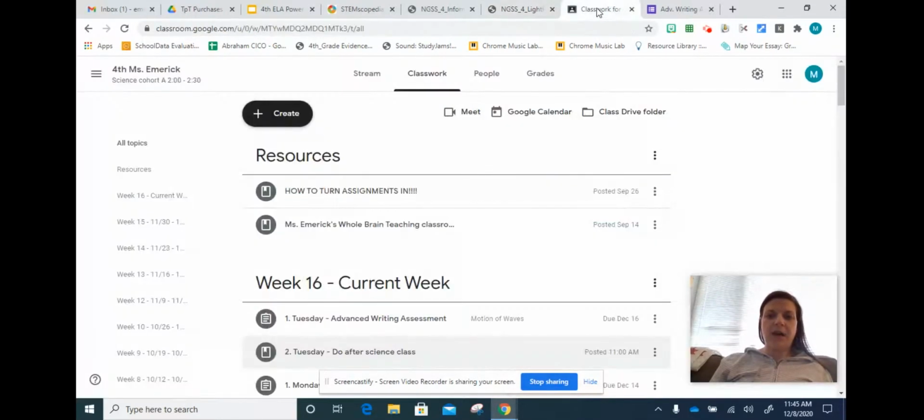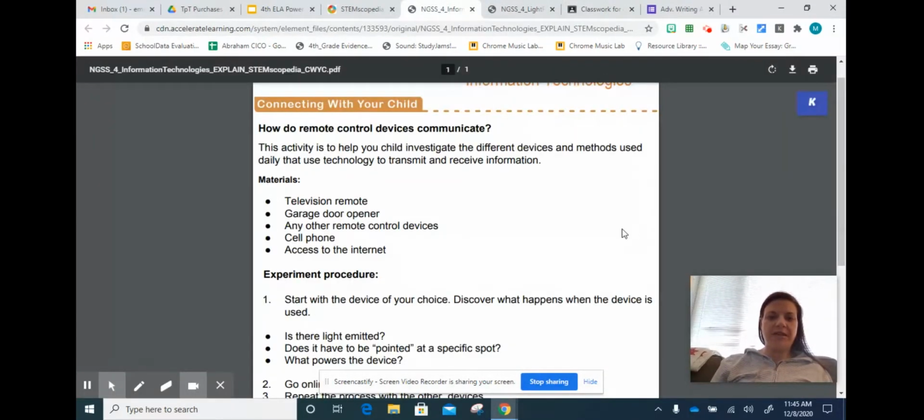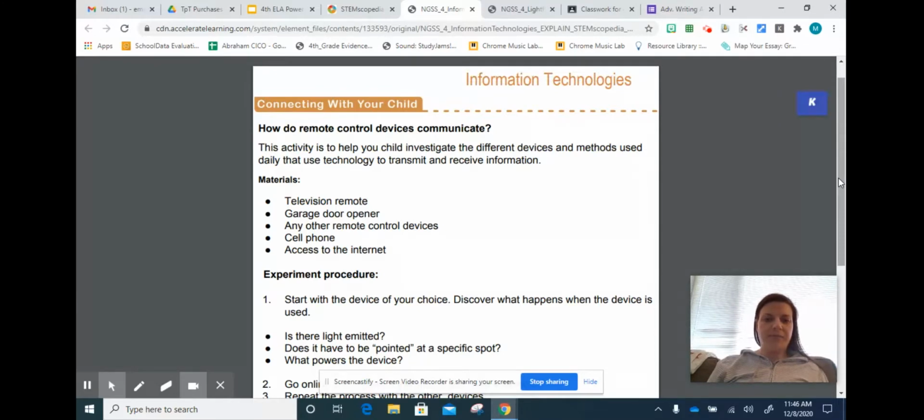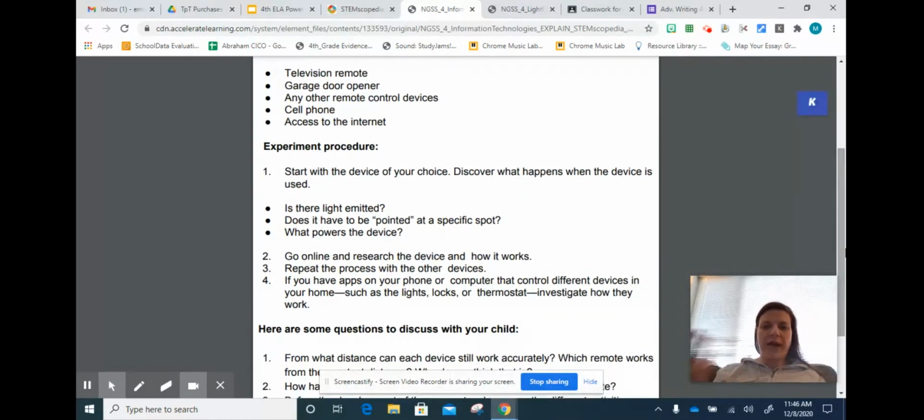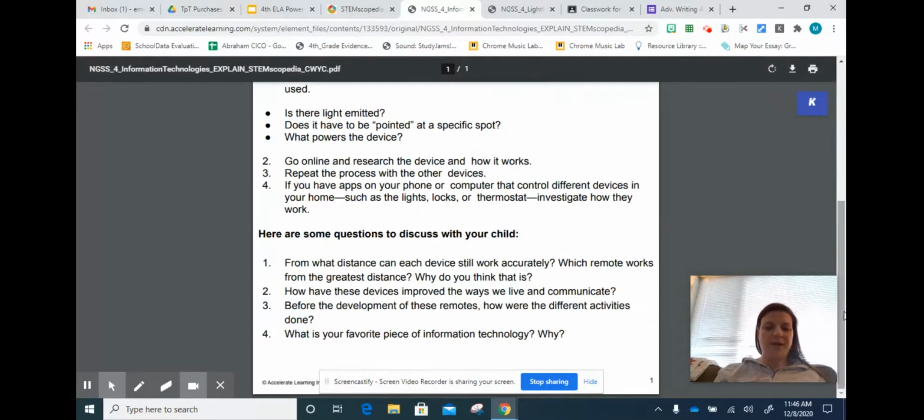The next unit after that is going to be information technologies. So we're going to be talking about devices that communicate using sound or light. So in this activity, they'll find a remote, garage door opener, a remote control, cell phone, and they're going to need access to the internet. And they're going to watch what happens when the device is used. There's some questions that the student can answer. They can go online and research that device. And then at the bottom, there are some questions that they could answer about their device.